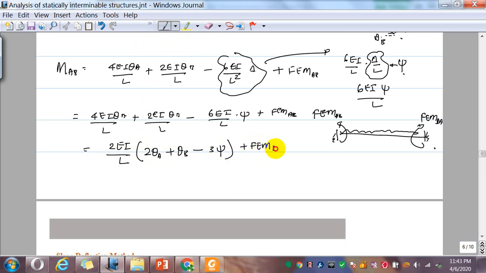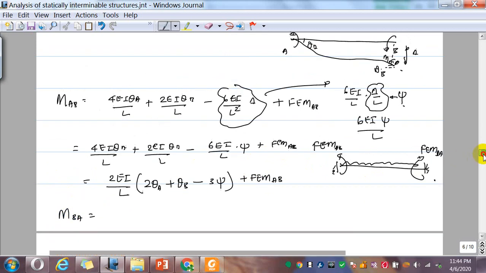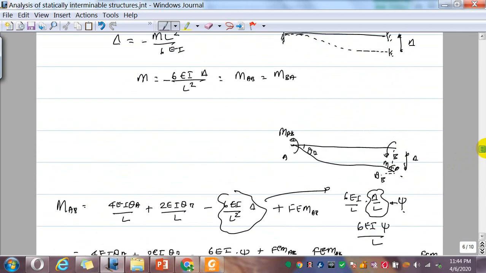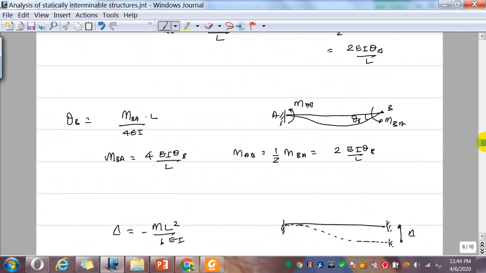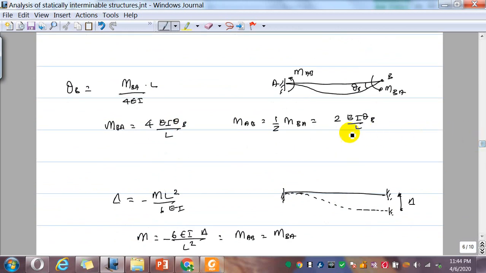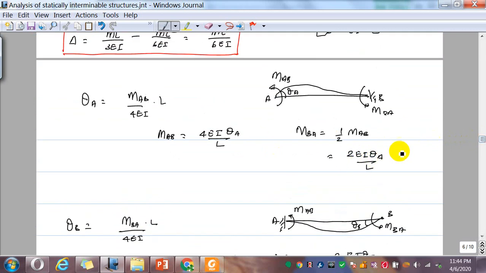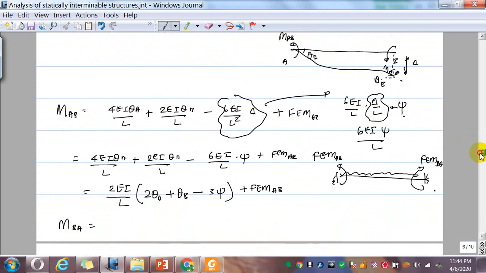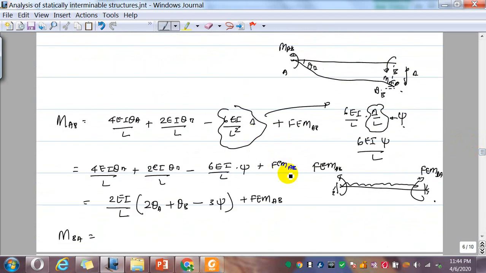plus FEM AB. Similarly, if you write MBA, then you have 4EI theta B and 2EI theta A, and again the same psi value, and FEM BA.